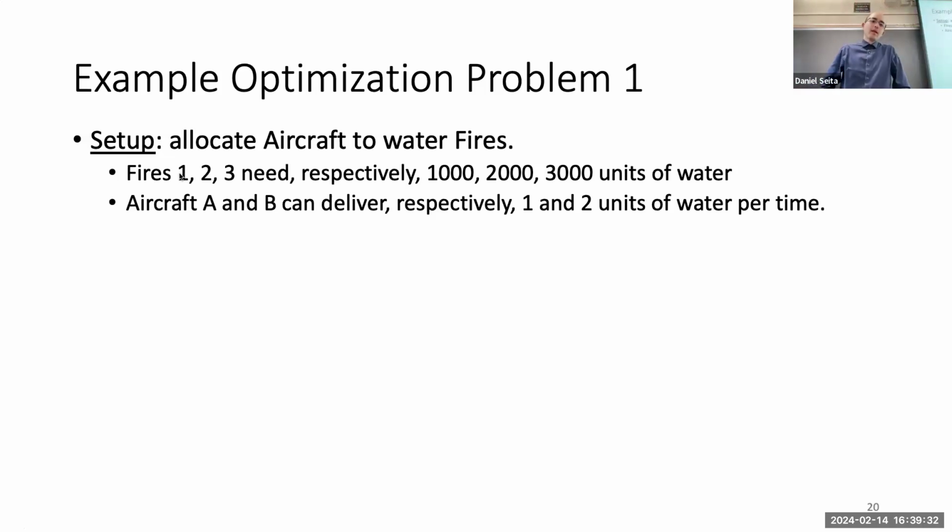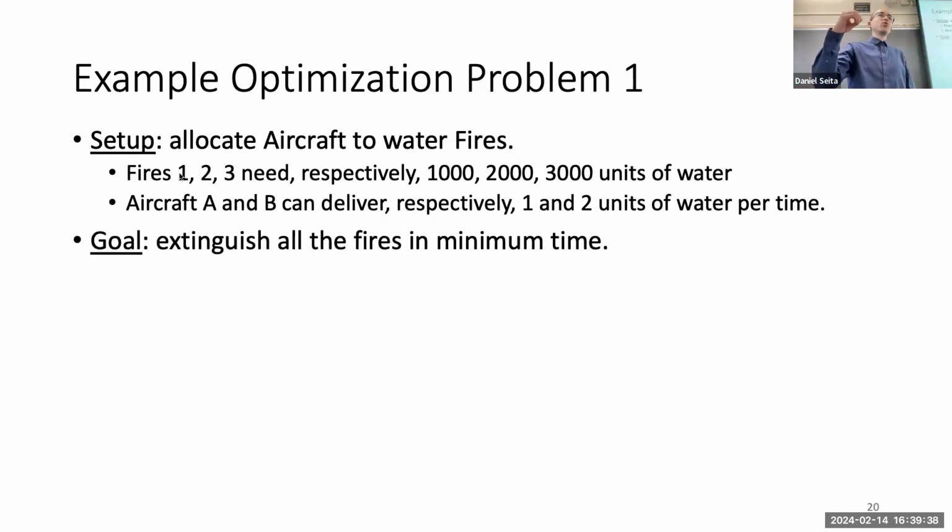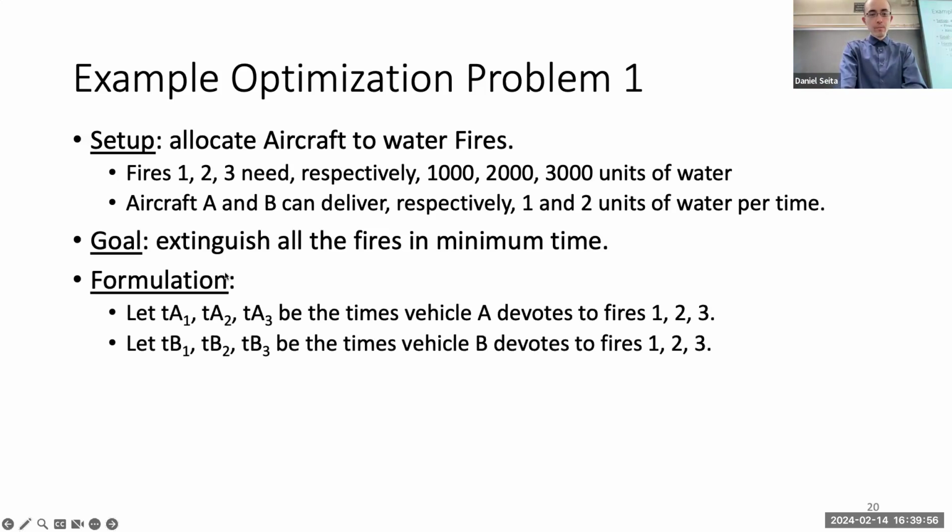Well, the objective here is to try to extinguish all the fires in minimum time. That seems like a good objective. So if you have time t, then we want it to be small, right? But you minimize t subject to something. If you want to write it out more formally, then you would have TA1, TA2, and TA3 be the time that vehicle A devotes to fires 1, 2, and 3, and then something similar happens with vehicle B.